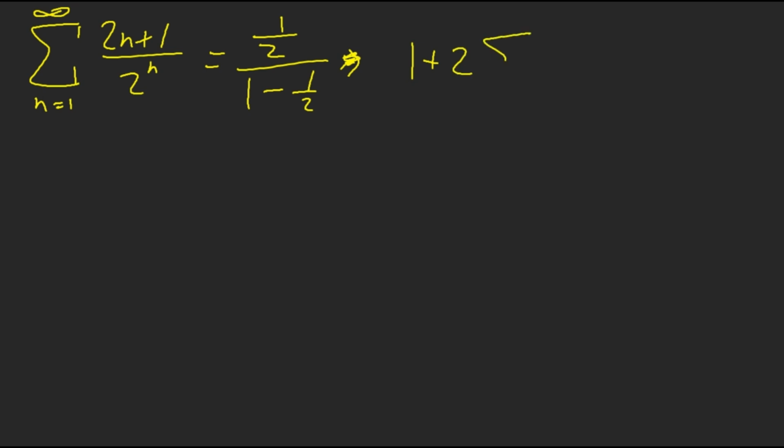Let me rewrite this again. This is the sum from n equals 1 of (2n plus 1) over 2 to the power of n. So how do we compute this? We know the geometric series. Be careful, n equals 1, so it would be a half over 1 minus a half. So this would equal, I'm just speed summing this, 1, plus 2 times the infinite sum of n over 2 to the n. How do we compute this part?